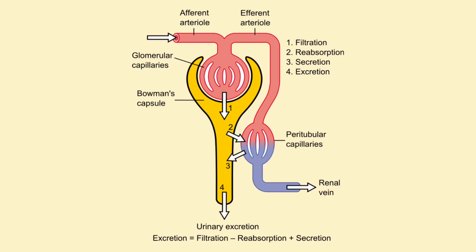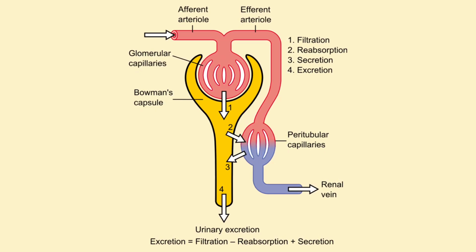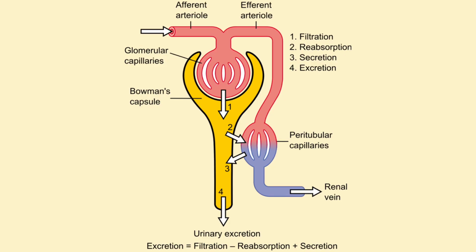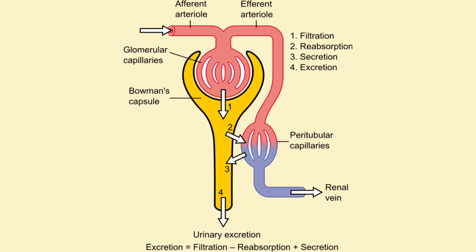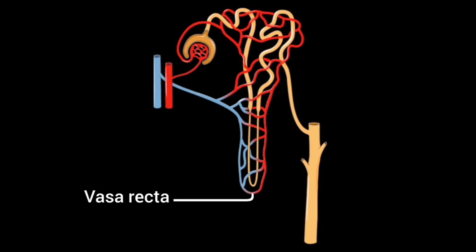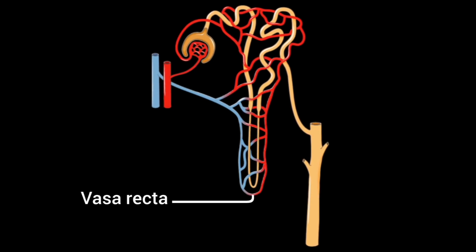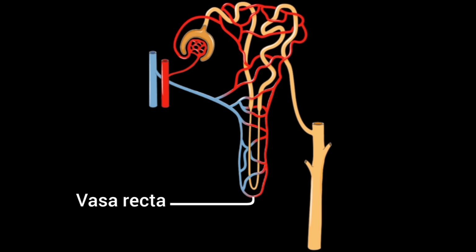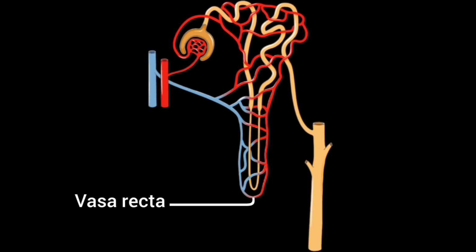The efferent arteriole emerging from the glomerulus forms a fine capillary network around the renal tubule called peritubular capillaries. A minute vessel of this network runs parallel to the loop of Henle, forming a U-shaped vasa recta. The vasa recta is absent or highly reduced in cortical nephrons.